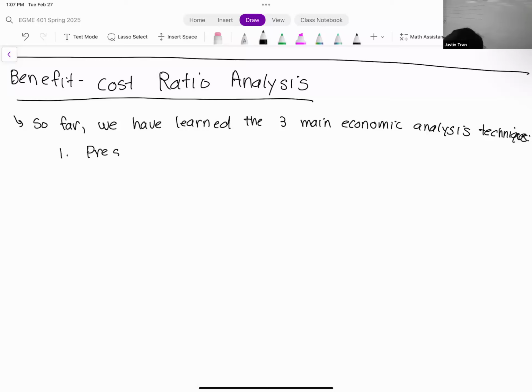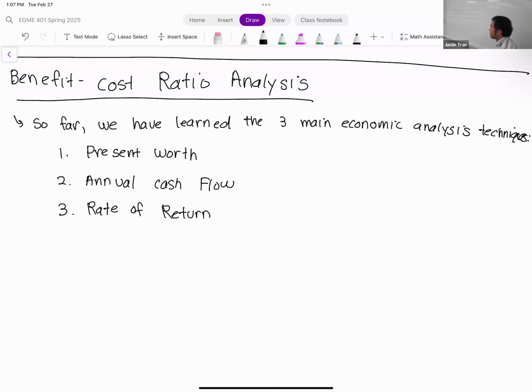So the first, of course, being present worth analysis. Second of which being annual cash flow. And then most recently, what we've learned is rate of return analysis. So these three together are the first three building blocks that you would learn in a basic economics class, because not only are the techniques themselves useful, but a lot of the intuition and concepts that we learn through these techniques is useful for understanding basic economics in general.